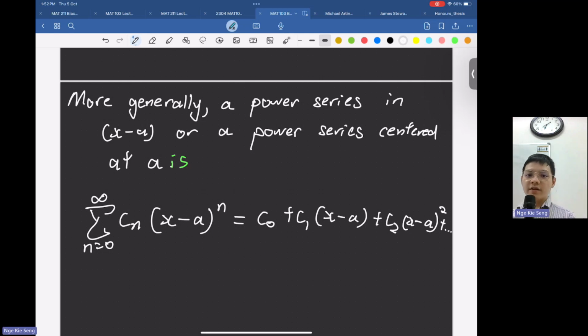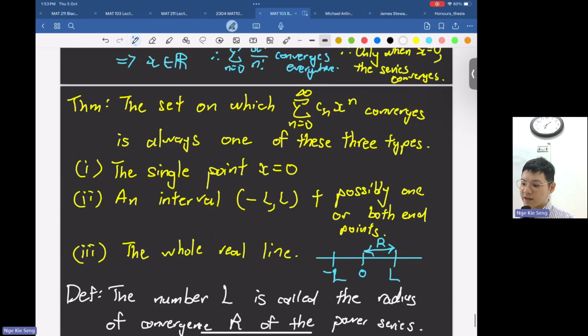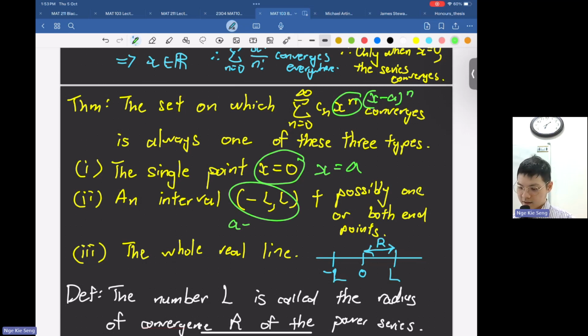So let's say we want to study this theory. We will also have the same set of theorems here, but we replace Sn by S minus An, and we replace the single point with the center point A. We also need to shift our interval to A, and the whole real line, no matter how you shift, is still the whole real line.